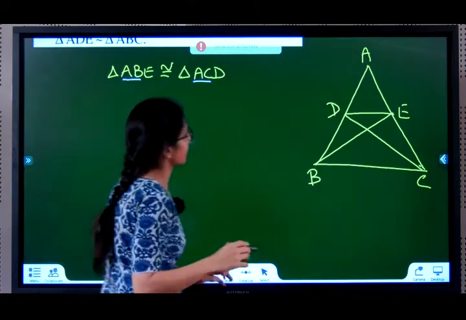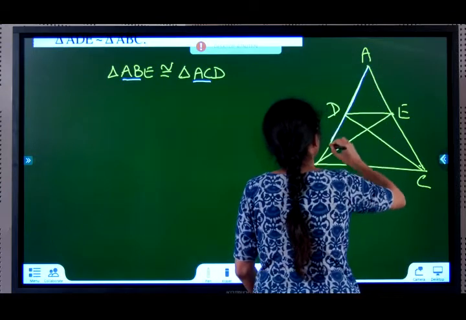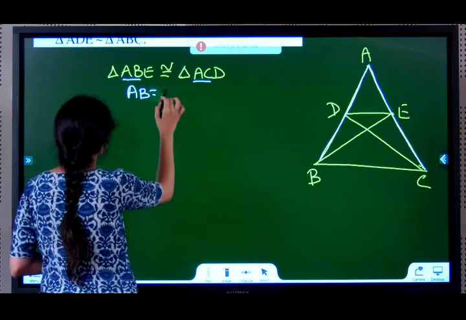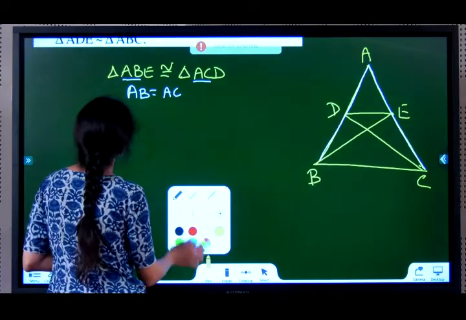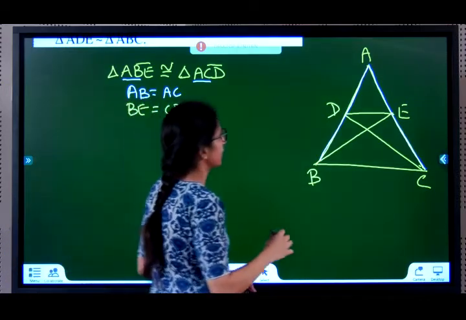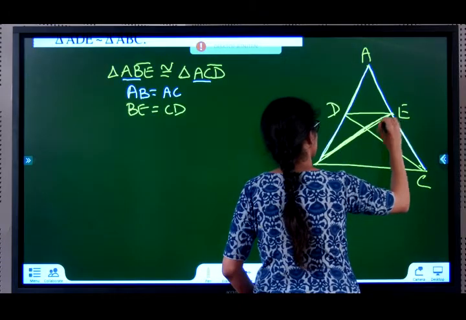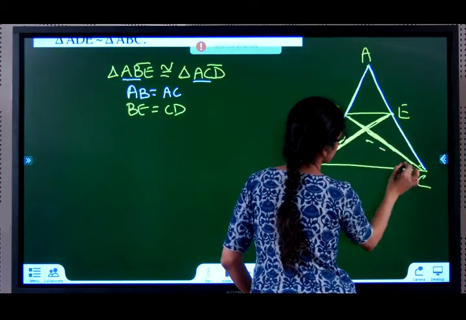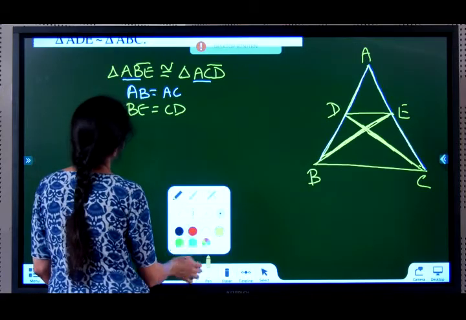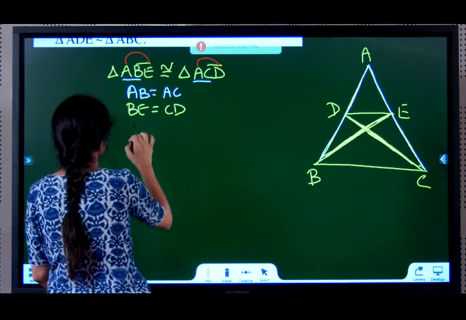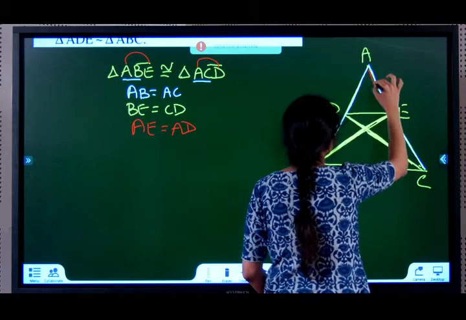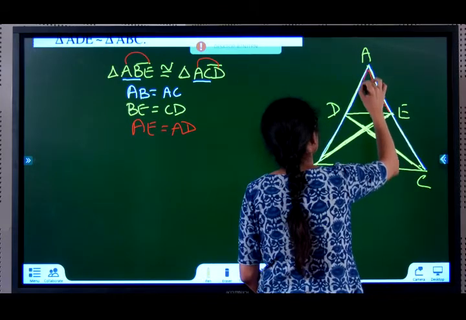AB is equal to AC. Next, BE is equal to CD. AE is equal to AD.